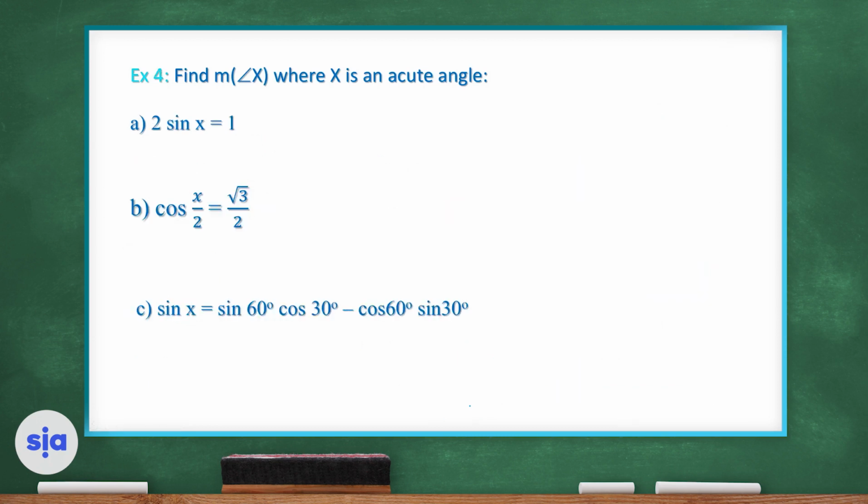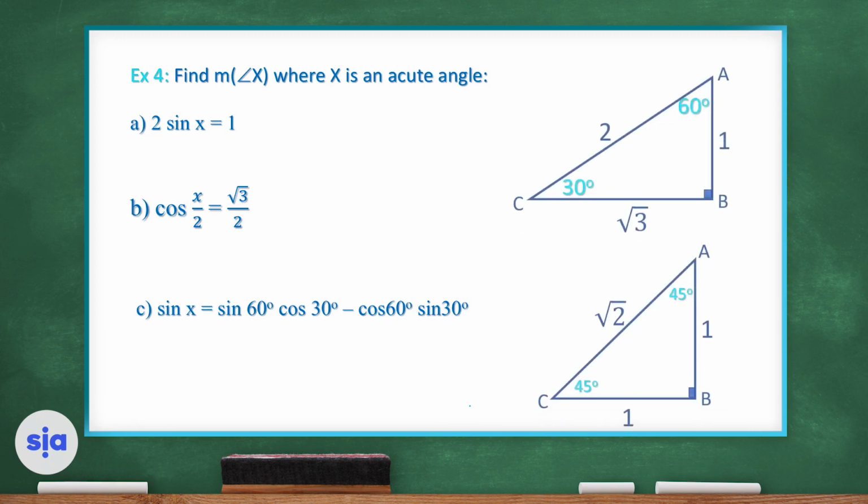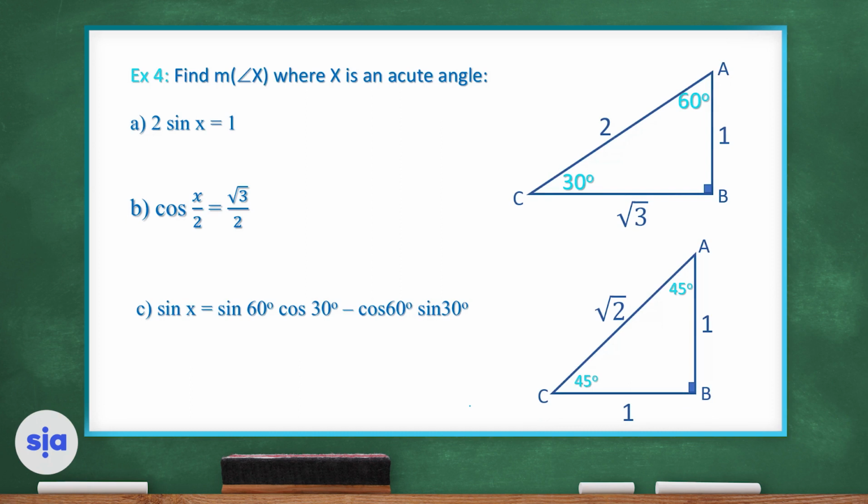Example 4. Find the measure of angle x, where x is an acute angle. Again, you have the triangles next to you. Then 2 sine x equals 1. So sine x equals half. Sine what angle equals half? Yes, you guys are right. So angle x is equal to 30 degrees, because we know that sine 30 equals half.